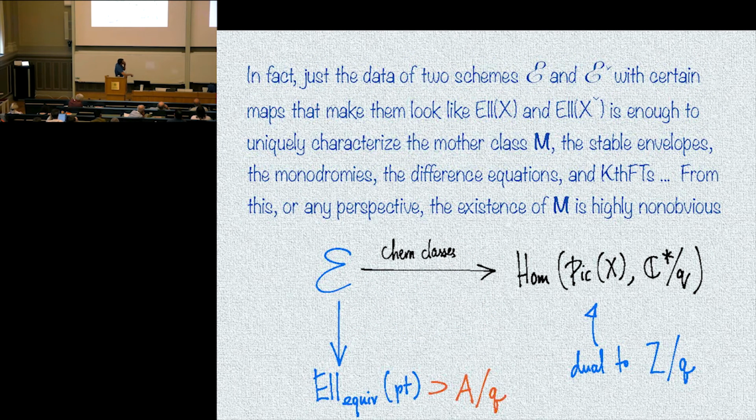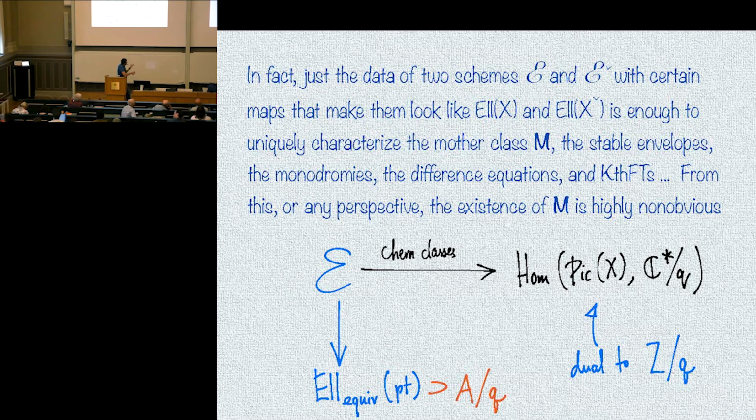And in fact, you can do it rather abstractly. I don't want to go into details. You don't really need, strictly speaking, X and X check. It's enough to have two schemes with enough maps between them so that they make them look like the spectra of elliptic homology. And then, so what are the maps? The map is: you have elliptic homology of X, which I maybe denote by this curly E. That, by its structure of equivariant homology, maps to the homology of a point, which contains my torus reduced mod Q.